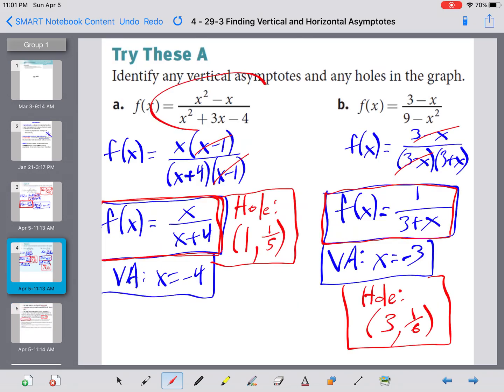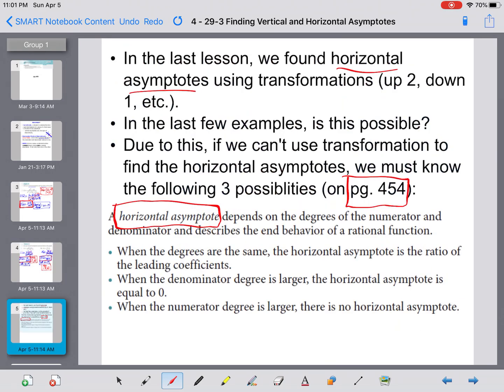Now, this is only if it's one big fraction, right? 2 polynomials, one up top, one down low. If it's in that form last week where there's a transformation, you can just go up 4, down 2, or whatever.